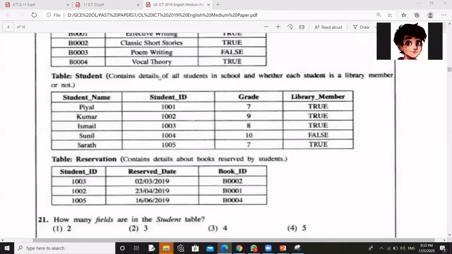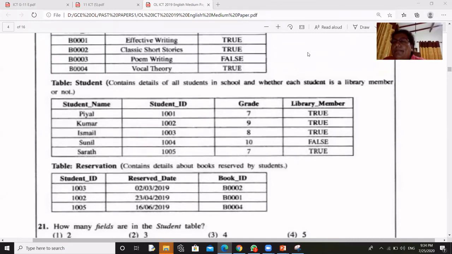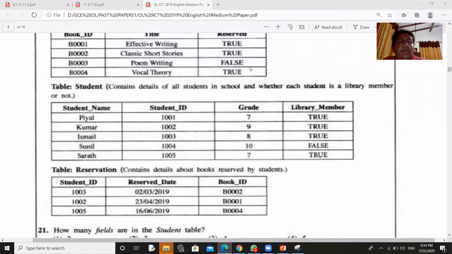Student ID. Yes, Navita. Navita, what should the primary key be in a student table? Student ID. Yes, student ID. Why is that? Because it is unique for each student, right? Sometimes a name can be repeated, but this is the unique key.